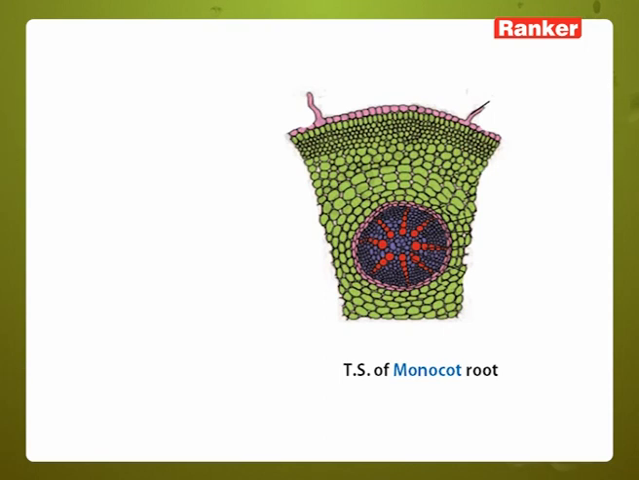So in this TS, the first and foremost layer will be the root hairs. As we see here in the diagram, root hairs are arising from the pink color cells. Those are epidermal cells, and root hairs are helpful for the absorption of water from the soil to the plant body. Next layer is the epidermis.